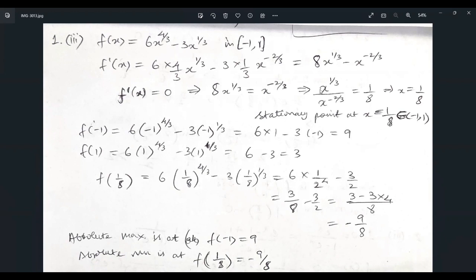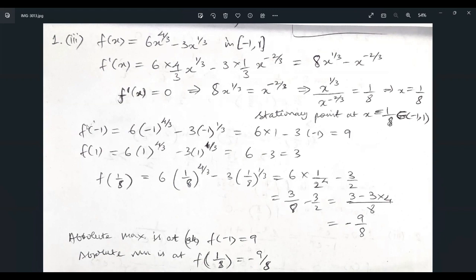Now rearranging the terms, x to the power of 1 by 3 divided by x to the power of minus 2 by 3 on the LHS, and on the RHS I have 1 by 8. From the properties of indices, we have 1 by 3 plus 2 by 3 as 1. So x is equal to 1 by 8. And to verify, 1 by 8 lies in the open interval minus 1 to 1. Now we are evaluating the function at the end points of the interval as well.